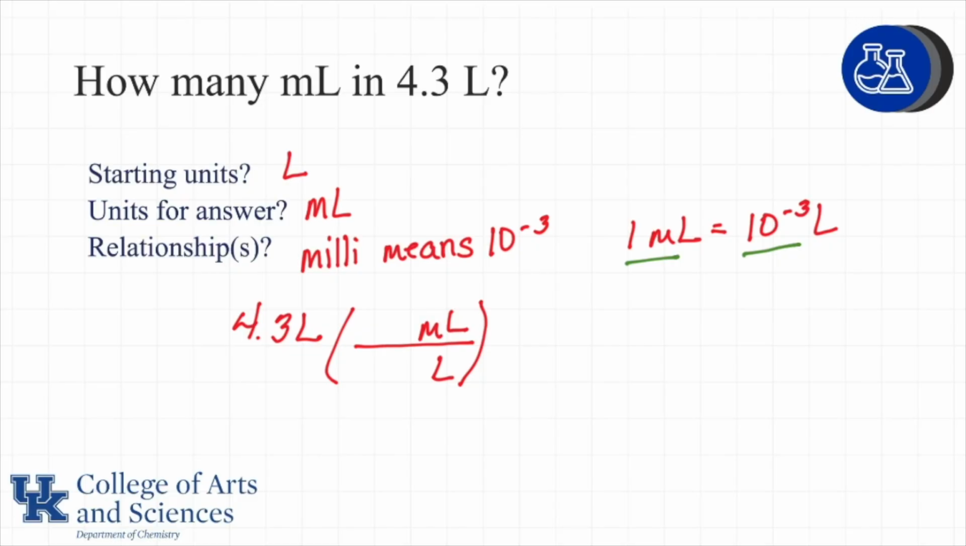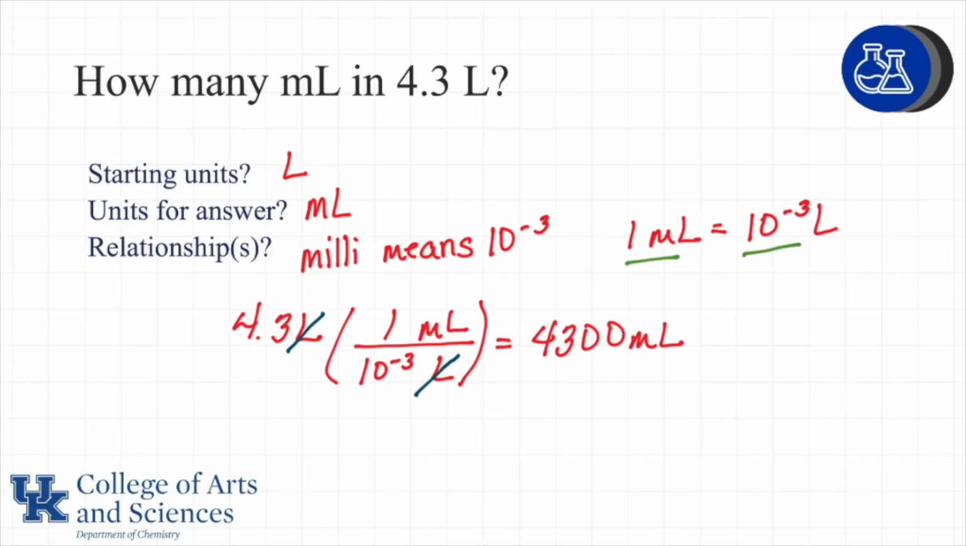Now I can go back and put in the numbers, the numerical relationship there. And so I put the 1 with the prefix, so with the milliliters, and the meaning of milli with the base, 10 to the minus 3. Liters cancels with liters, and I'm left with units of milliliters. When I do the math, I get 4,300 milliliters.